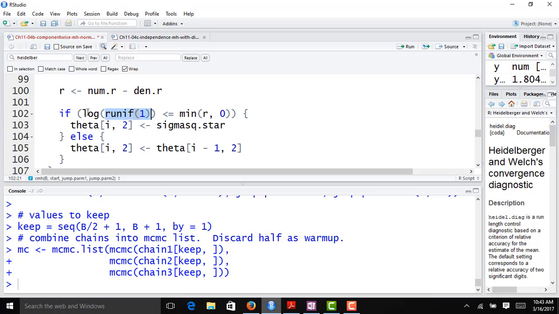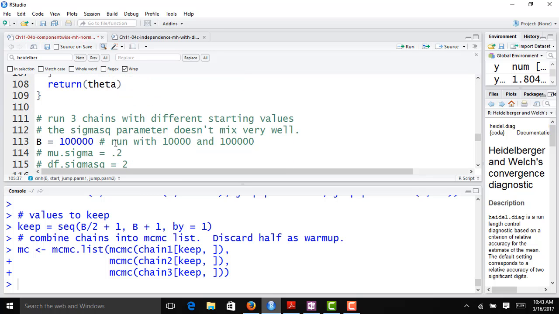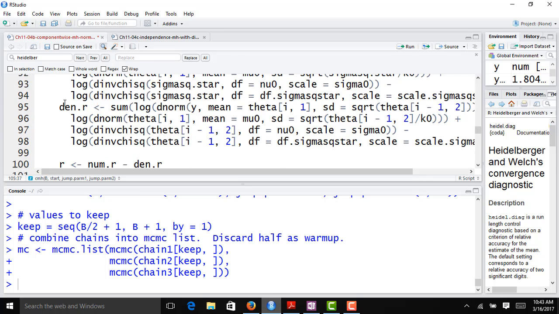And then once I have the log acceptance ratio, I generate a value from a uniform 0, 1 distribution. I take the log of it, and I accept if that value is less than the minimum of r and 0. If I do accept, then I update the current value for sigma squared to sigma squared star, the value I just sampled from my jump distribution. Otherwise, I just update it with the previous value in my chain. I had run this before, but we're going to need to run it again, which is okay.